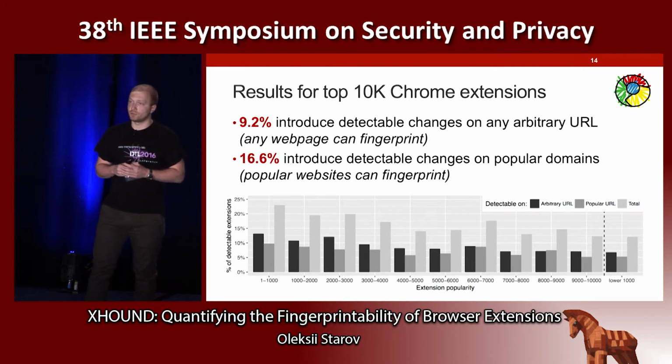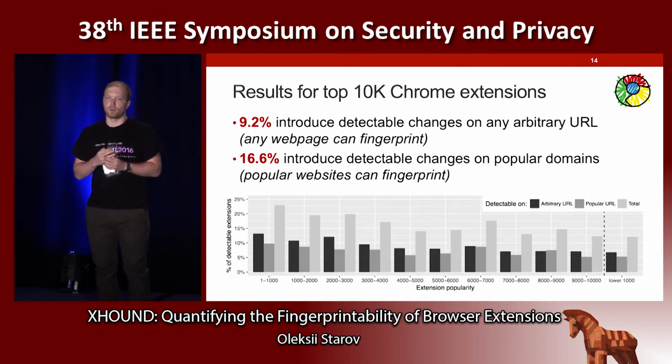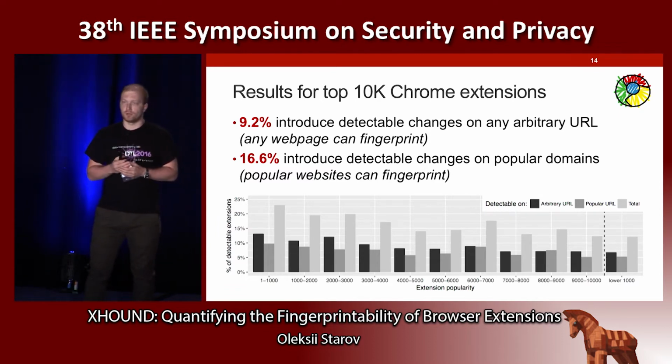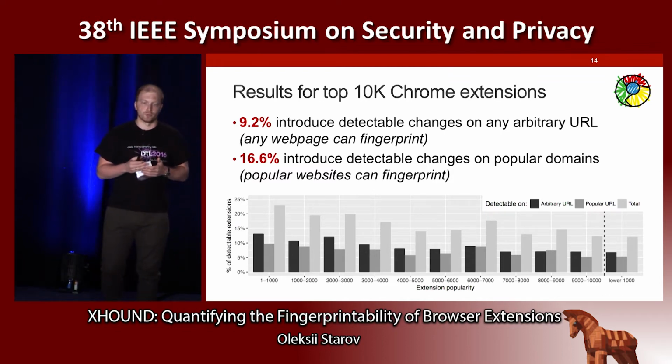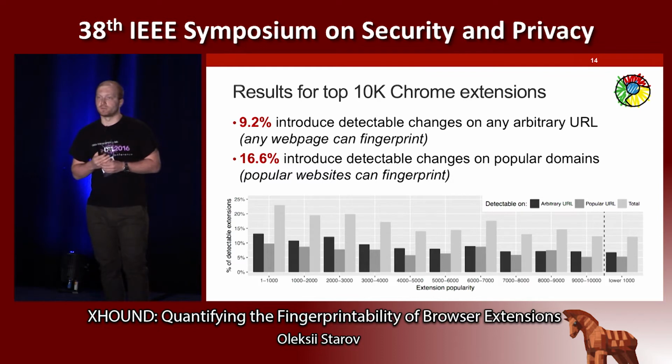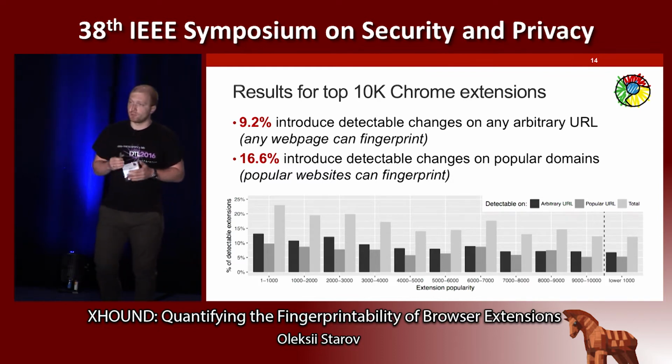After running XHound over the top 10,000 popular Google Chrome extensions, we arrived at the following results. First of all, more than 9.2% of extensions introduce detectable changes on any arbitrary URL. So basically, any web page can fingerprint those extensions. And more than 16.6% introduce detectable changes on at least one popular URL.